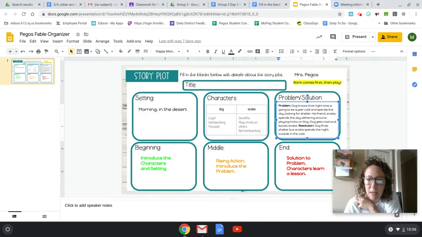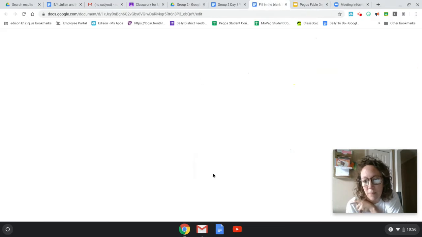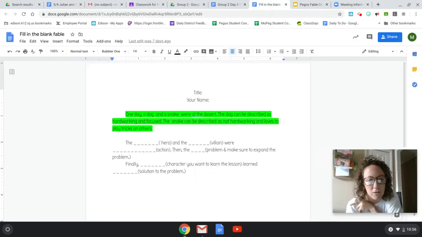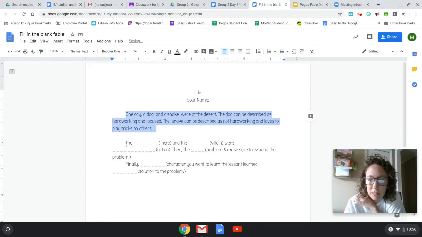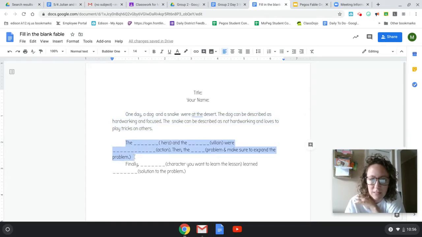All right, so in the beginning, we introduce the characters and the setting. So let's look at my beginning, where we introduce the character and setting. It says, one day, a dog and a snake were at the desert. The dog can be described as hardworking and focused. The snake can be described as not hardworking and loved to play tricks on others. So we're done with that part. So I'm going to unhighlight. I'm going to press none. And now I'm focusing on this part right here. This is the middle.